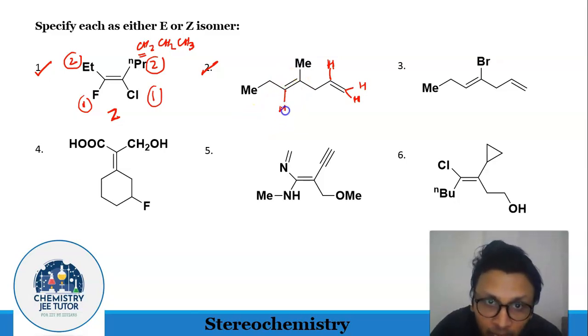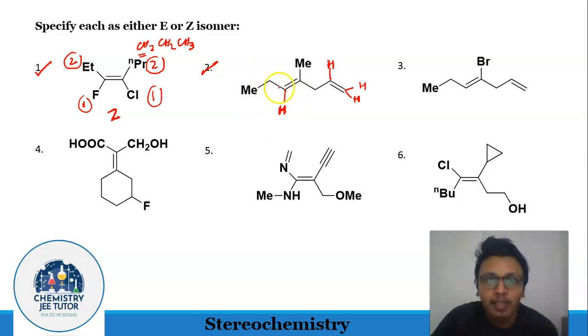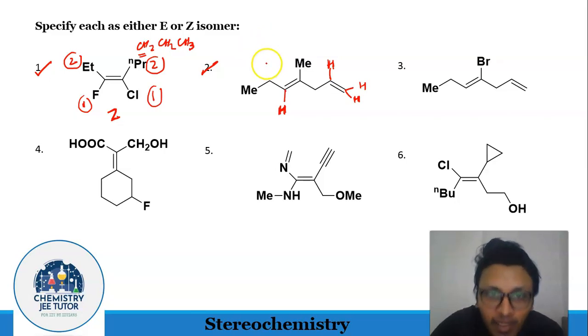Okay, let us point it out. Here we have a hydrogen and an ethyl competition. This is CH2Me, ethyl. So carbon versus hydrogen competition. Carbon has a higher atomic number than hydrogen, so carbon comes first. It gets first priority. So this is 1, this is 2.